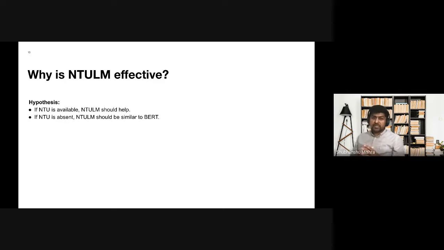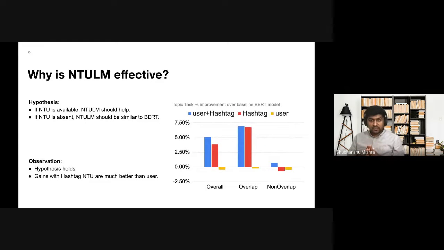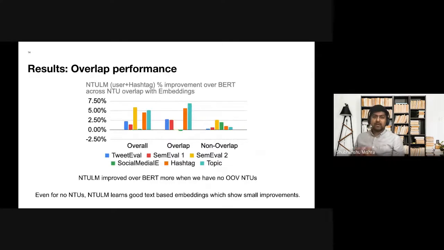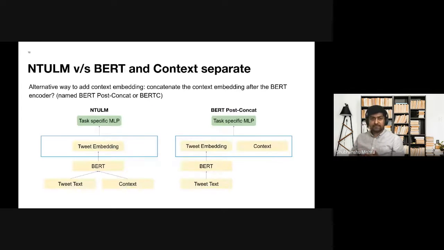Next, we hypothesize that NTULM should be better in presence of NTUs, but should be similar to BERT when NTUs are absent. We validate our hypothesis first on topic prediction tasks and find that NTULM is much better than BERT for NTU overlap tweets, and is similar to BERT when NTUs are absent. This trend also holds across datasets, showing that NTULM representations are robust to the presence or absence of NTUs.